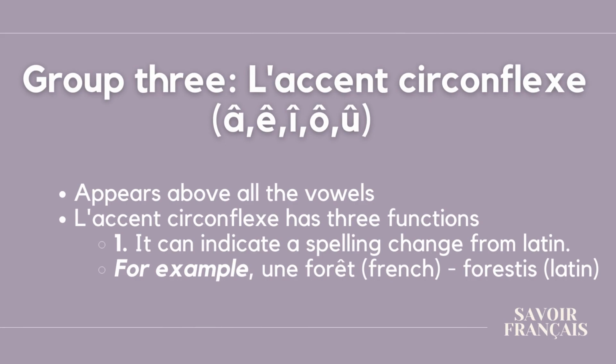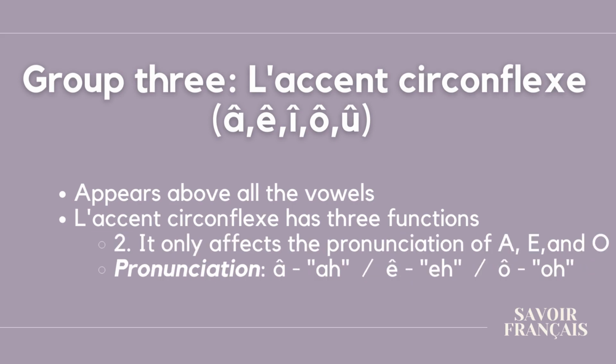The third group is the circumflex accent, l'accent circonflexe, which is the only one of the French accent marks that appears above all the vowels. L'accent circonflexe has 3 primary functions in French. First, it can indicate a spelling change from Latin. For example, une forêt is an indication of a spelling change from the Latin word forestis. Second, l'accent circonflexe only affects the pronunciation of A, E, and O.